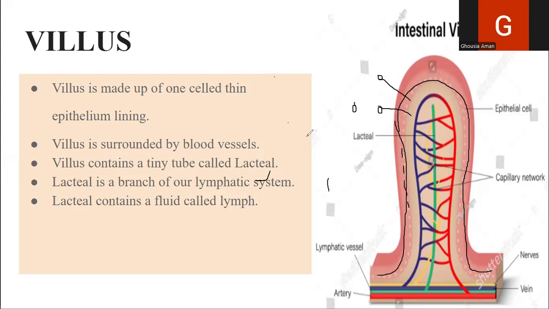Then the villus is surrounded by a network of blood vessels. You can see the blue ones and red ones. The red ones are bringing oxygenated blood and the blue ones are taking away the deoxygenated blood. So it is richly supplied with blood vessels.